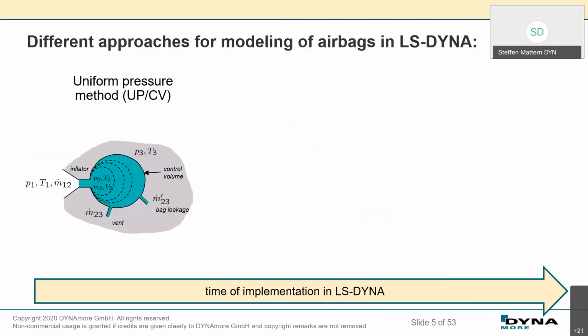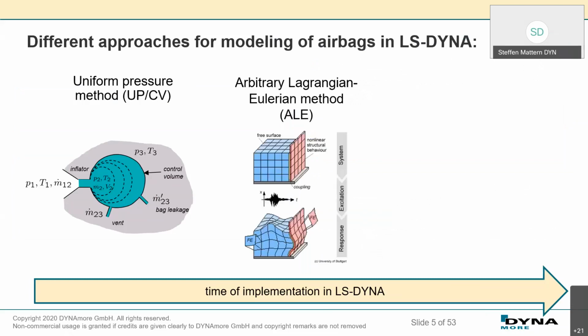Okay, let's start. As already mentioned, there are 3 different methods available in LS-DYNA. The oldest is the uniform pressure approach or control volume method, where the gas is represented by a pressure boundary condition which is assumed to be uniformly distributed inside the airbag's volume. The second approach, the Arbitrary Lagrangian Eulerian Method, or ALE, had already been available in LS-DYNA before it was used for airbags, for modeling fluid structure interaction, for example.